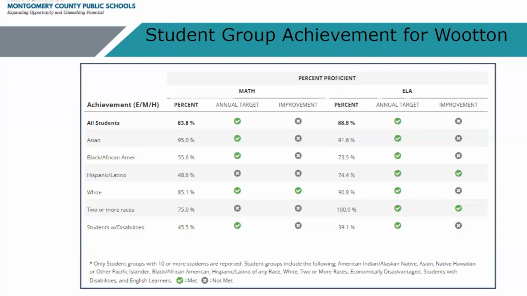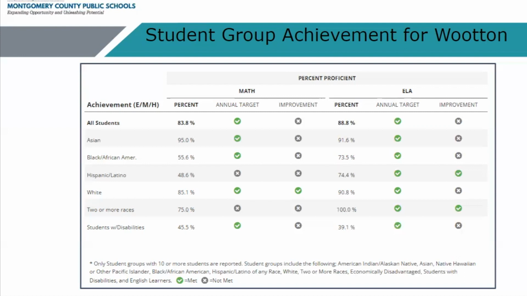All right, thank you. I have just a general question, and thank you again for the presentation. Sure. I was wondering, does Wootton have a policy for how they approach improvement in the category of math and ELA for all students? What does the school do to improve students' achievement in those subjects year by year?